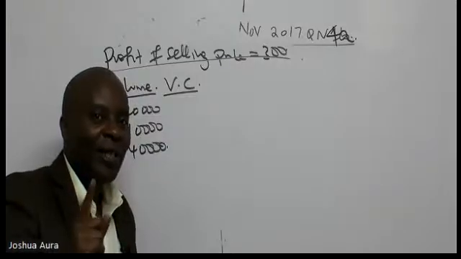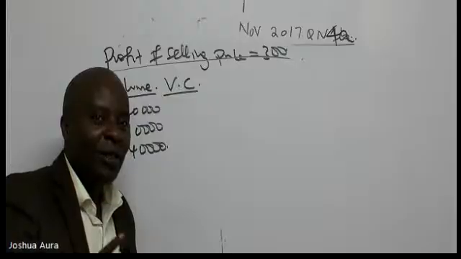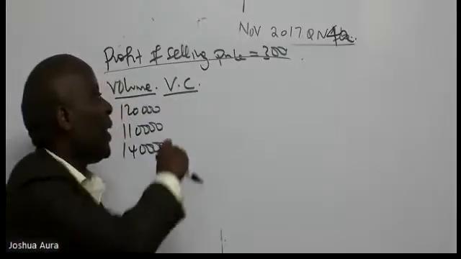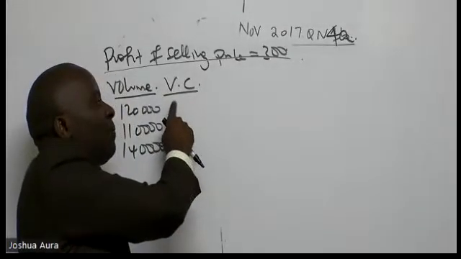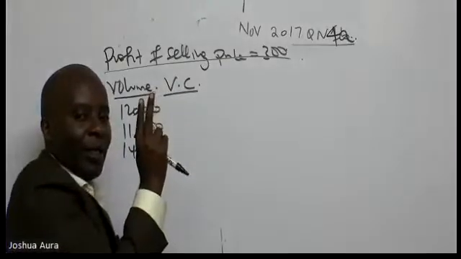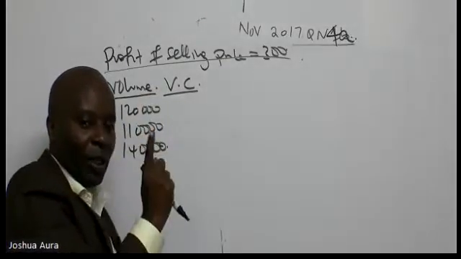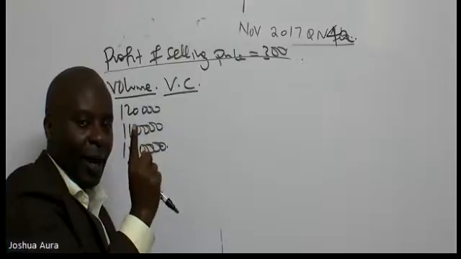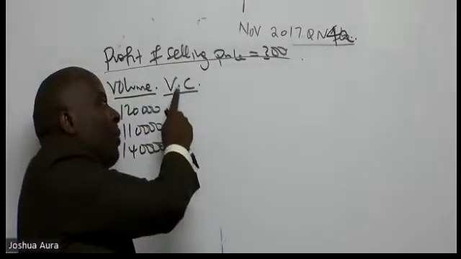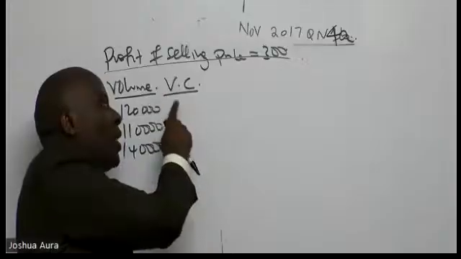So I would want to see whether I've got a bright student here who will be able to interpret and give me the variable cost for this one. Remember, there are 2 possibilities. The variable cost could either be 120 or 110. So which one should I use here? Should I use 120 here or 110?